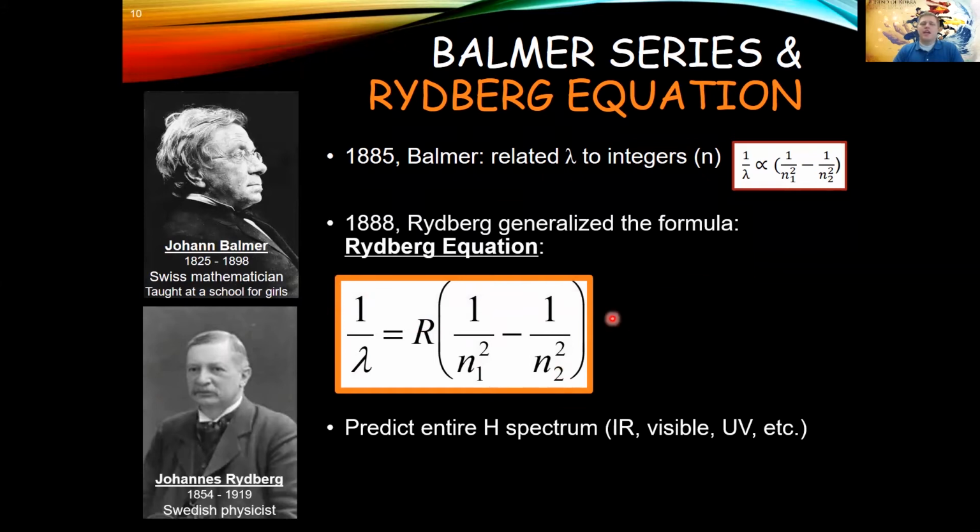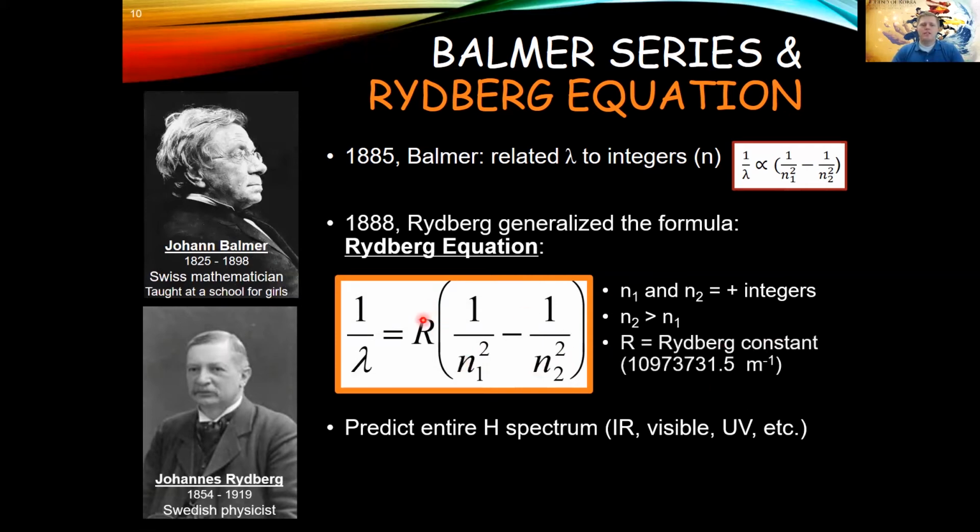And this equation actually is able to predict not only the Balmer series, but all the wavelengths seen in the UV and in the IR and everywhere. So in this equation, you have N1 and N2 as integer values, and they can't equal each other. So N2 is always bigger than N1 in this specific equation.